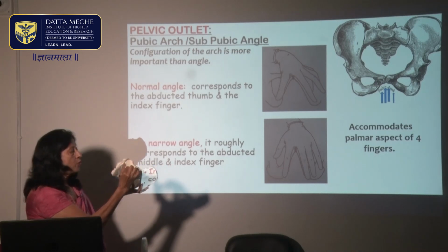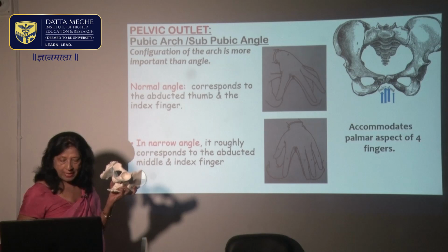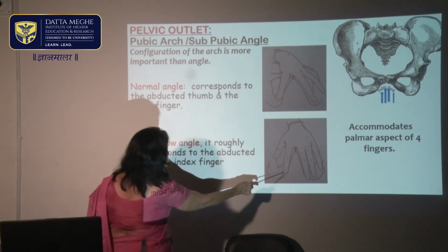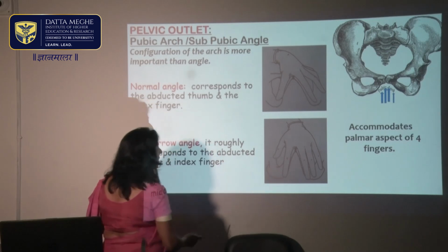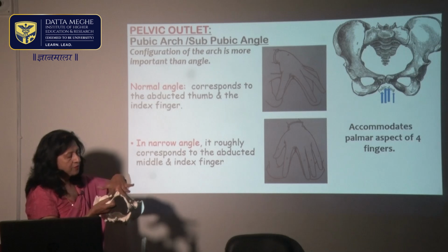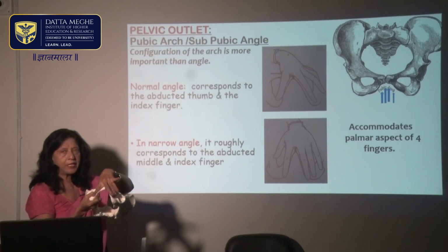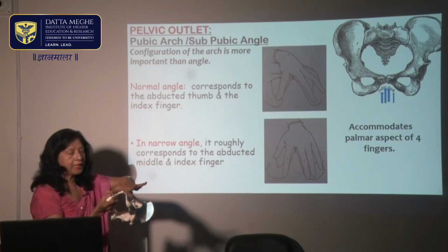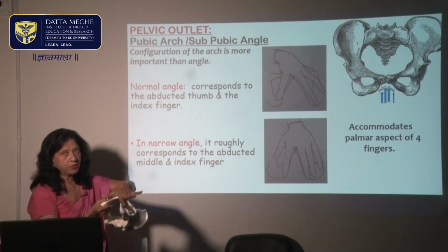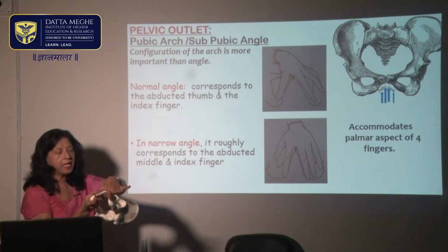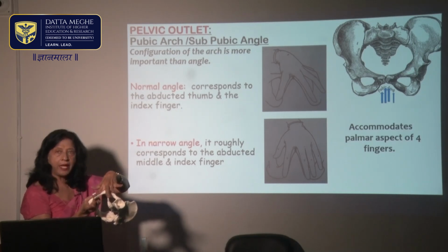But the best method to assess is this one, where if my abducted middle finger and index finger are kept here, it can be maximum abducted to this. So, it is less. If it is admitting abducted thumb and the index finger, it is good. So, this is wide, subpubic angle is wide, more than 90 degrees. This subpubic angle is narrow.